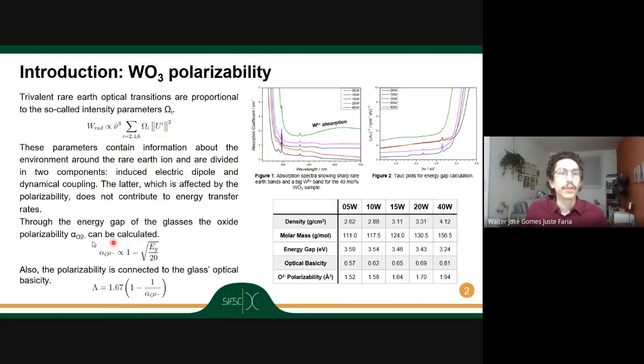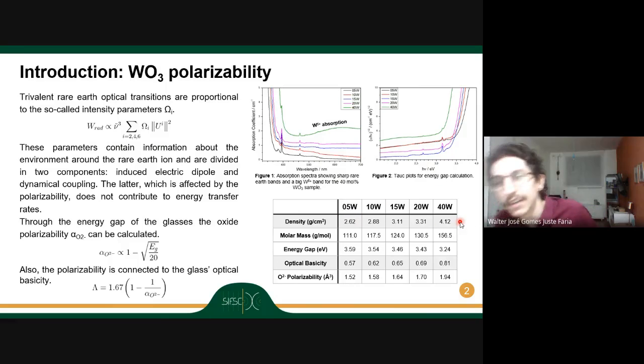Another way to calculate polarizability is through the optical glass basicity. Basicity is nothing more than the average electron donor power of your matrix. So as basicity increases, the polarizability will also increase. We can calculate basicity from glass composition. That's what we've done here. So it is increasing. And through this equation, we can see the polarizability also increases. So we know for sure that when we move on from 5% tungsten to 40% tungsten, the polarizability increases.